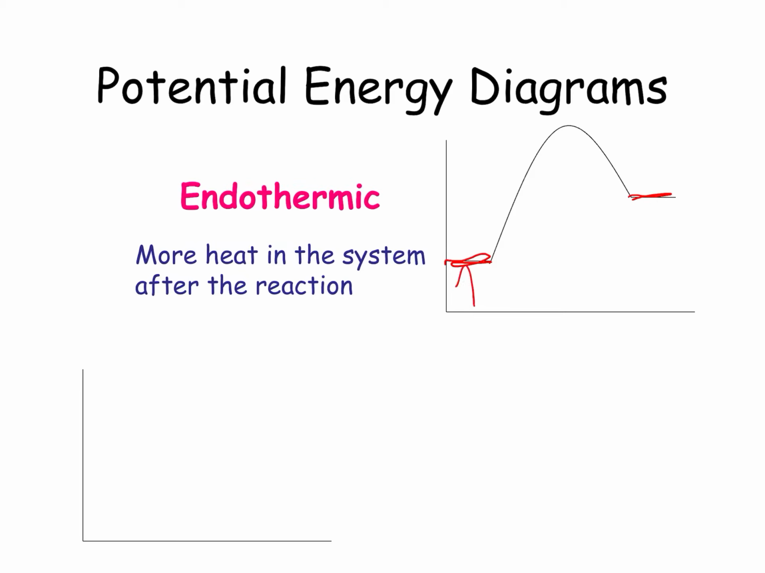So this is the amount of heat we had to start. This is the amount of heat we had at the end. Notice it's higher. Now I know there's no units on the axes, but this would usually be energy in kilojoules. Noticing that we are higher here than here.